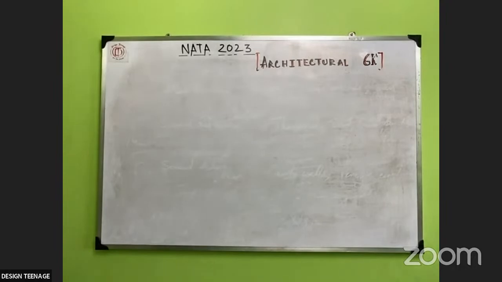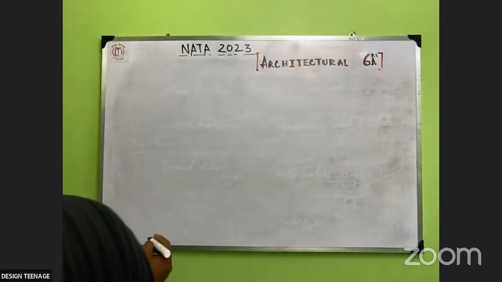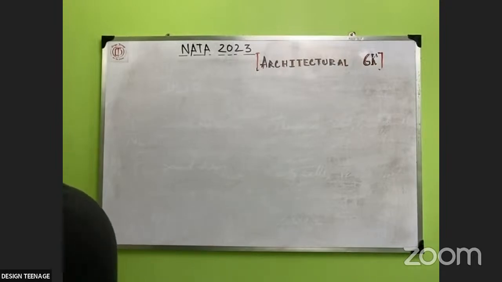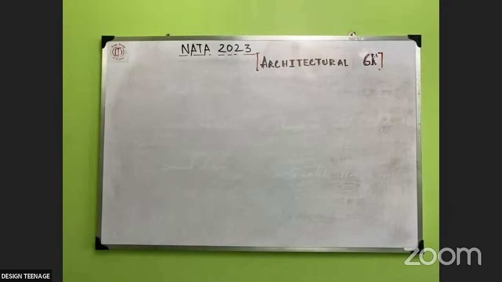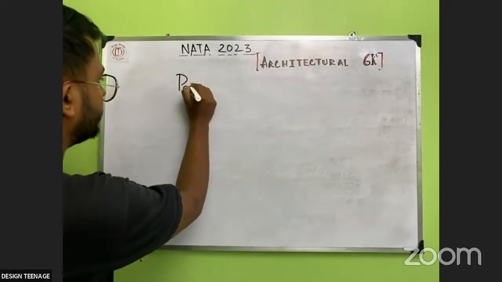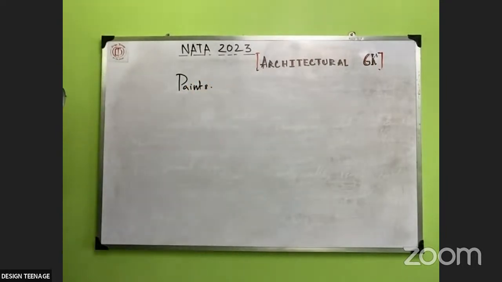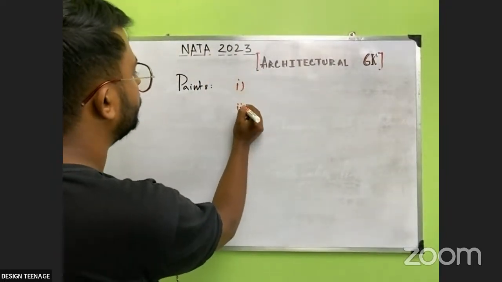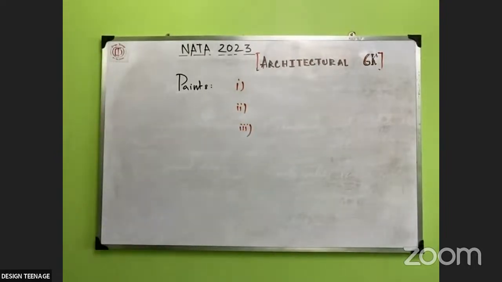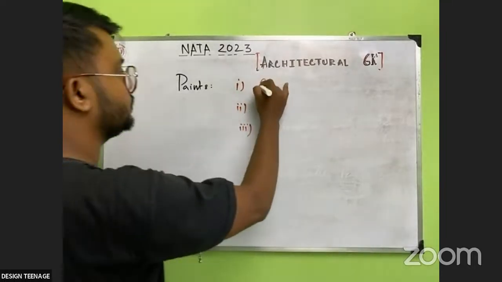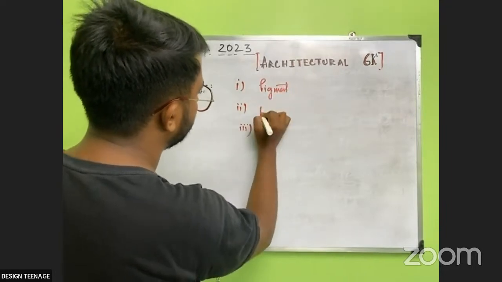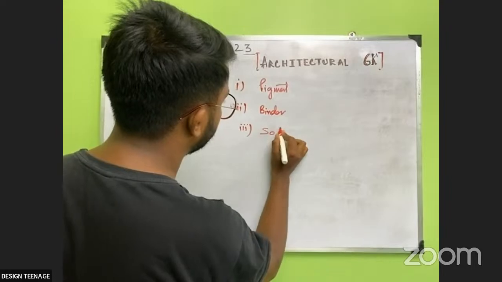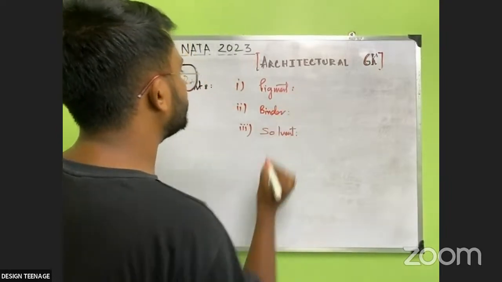So what are paints first of all? Paints are fluid materials that are applied over surfaces, over timber, metal, masonry, to protect the surface from damage, and also for having a nice view of the structure. So what are the constituents of paint? A paint is made of three things basically. We need to know: paint is made of a pigment, binder, and solvent. These are the three constituents of paint.